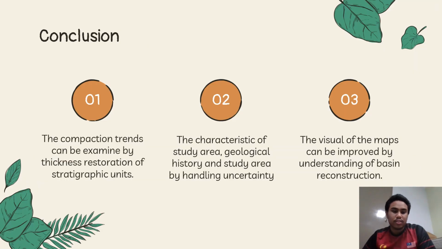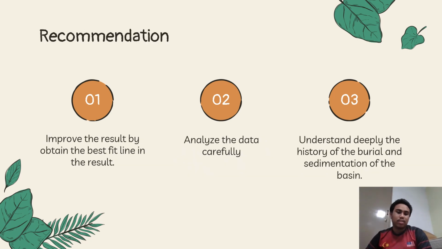So as the conclusion, the compaction trends can be examined by thickness distortion of stratigraphic units. Second, the characteristics of the study area and geological history are addressed by handling uncertainty. The visual of the map can be improved by understanding the basin construction. For the last one, the recommendation is that we can improve the result by obtaining the best fit line in the result, analyzing the data carefully, and also understanding deeply the history of burial and sedimentation of the basin.